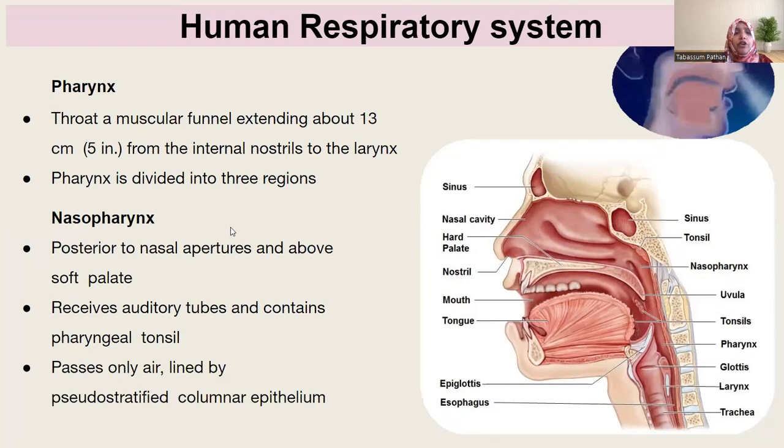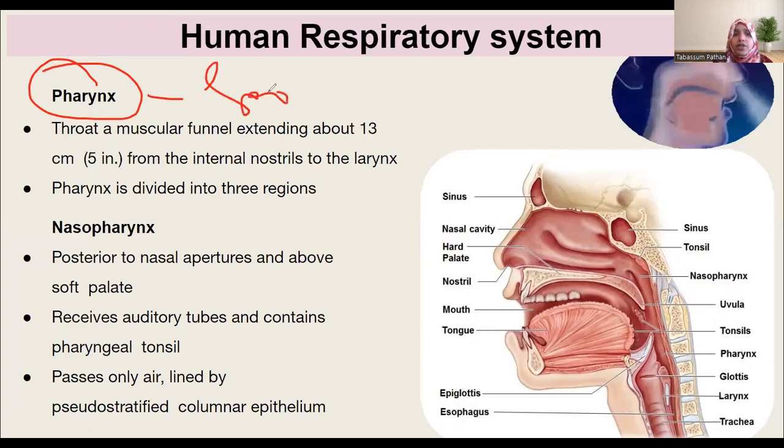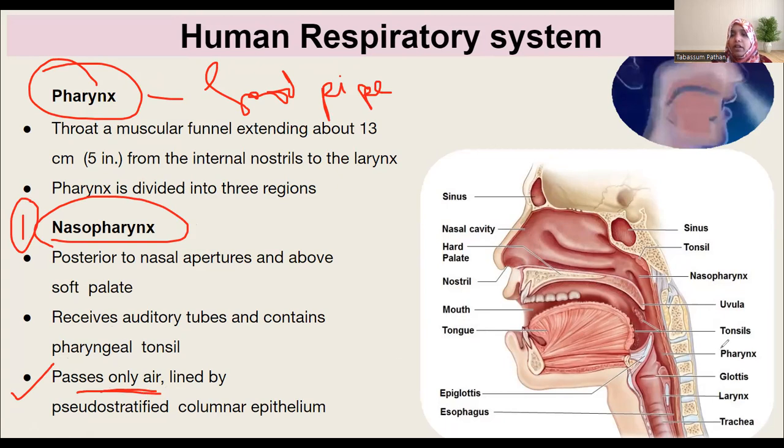the function of this nasopharynx is basically that it passes only air, lined by the pseudostratified columnar epithelium. Now, in general, when you talk about pharynx, it is for food. It is known as the food pipe. Okay, but it is divided into three regions. So we are talking about the first region, that is nasopharynx. So this nasopharynx, mostly the function is only passing of air. Okay, only passing of air, because the actual pharynx is here, which takes the food.